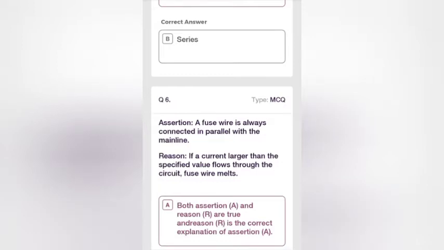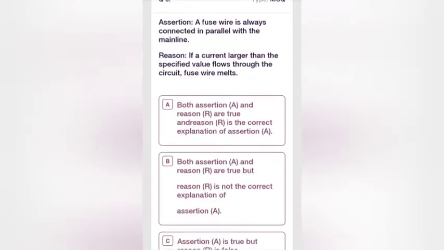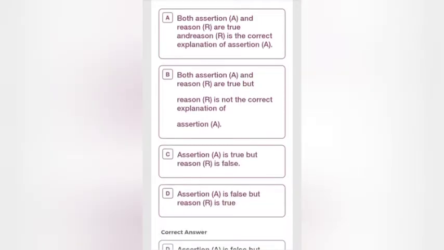Assertion and reason type question. A fuse wire is always connected in parallel with the main line. Just now we have seen that it is connected in series, not in parallel. So assertion is wrong. Reason is, if a large current than the specified value, I told you rated value, flows, it has to melt. Yes, so reason is correct but assertion is wrong. So it must be option D. Assertion is false, reason is correct or true.